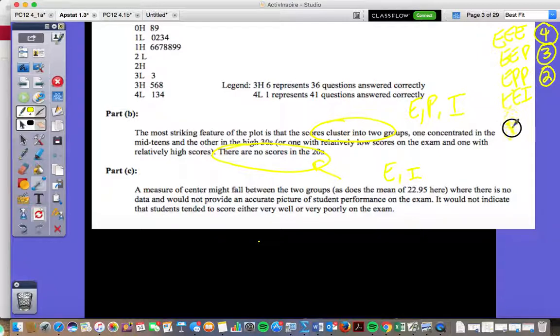I think that's it. And then 3 P's would be a 1. And then anything else would be a 0.